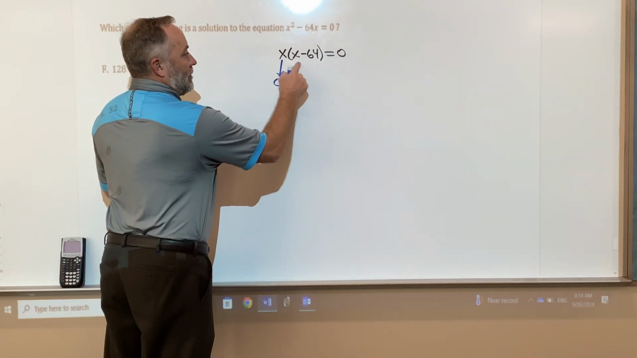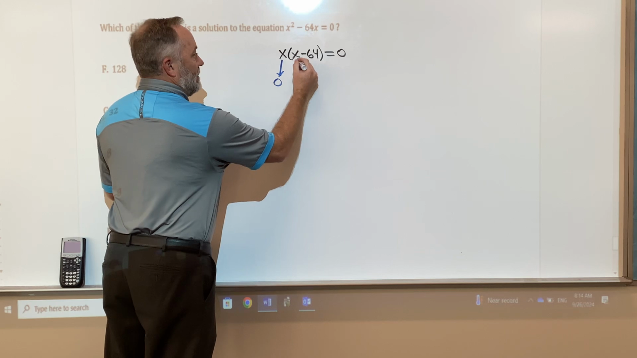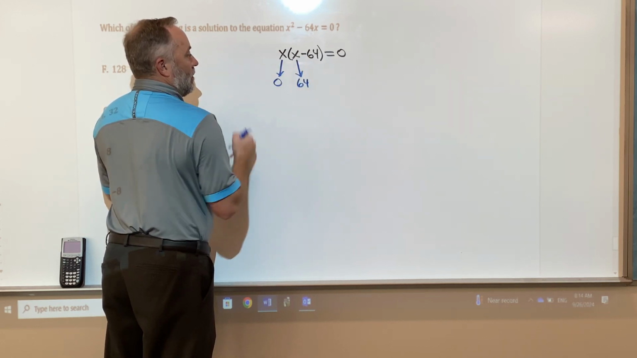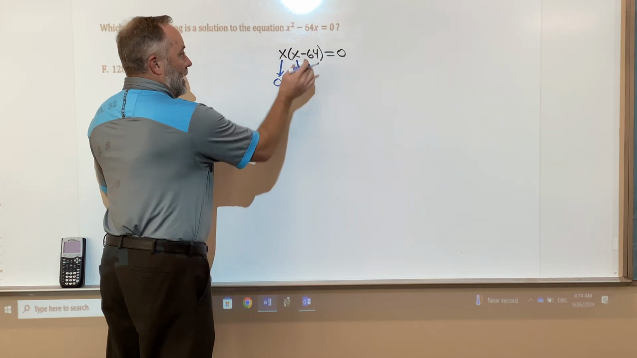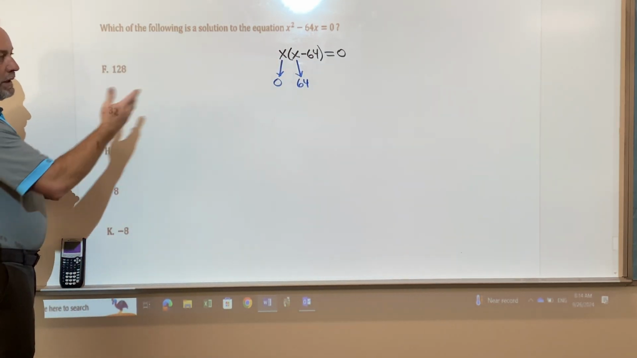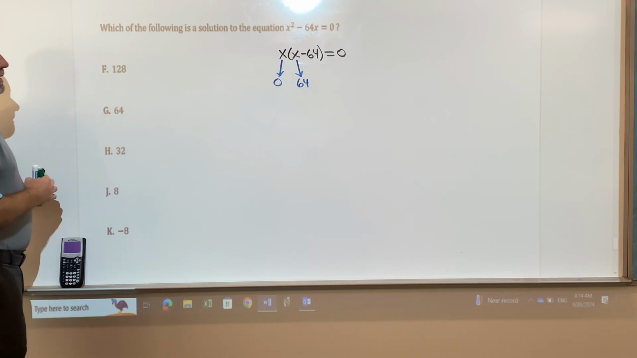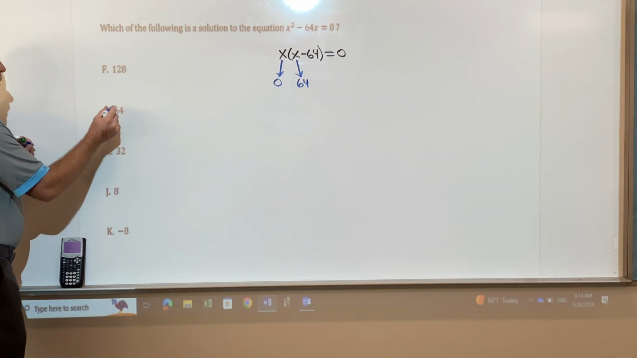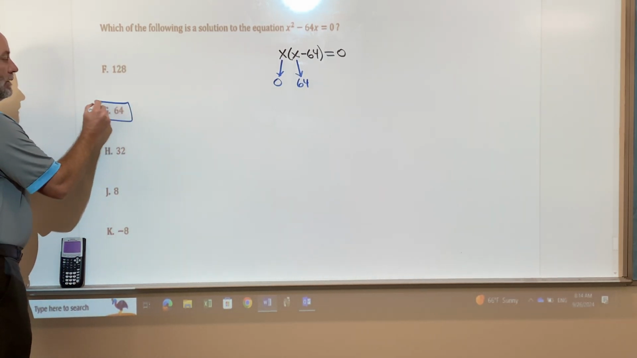What value of x will make this parentheses piece equal 0? That would be 64, because 64 minus 64 is 0, and 0 times anything is 0. So we know that the two solutions are 0 and 64, and 0 is not an option, and 64 is, and we find that in choice G.